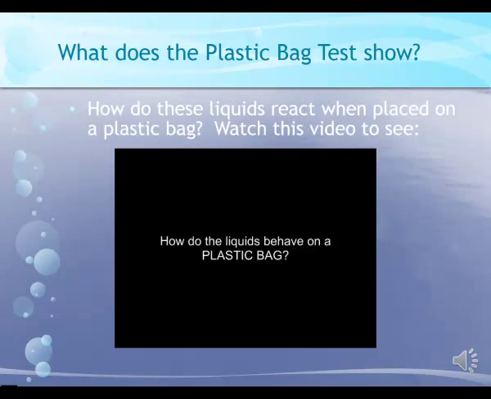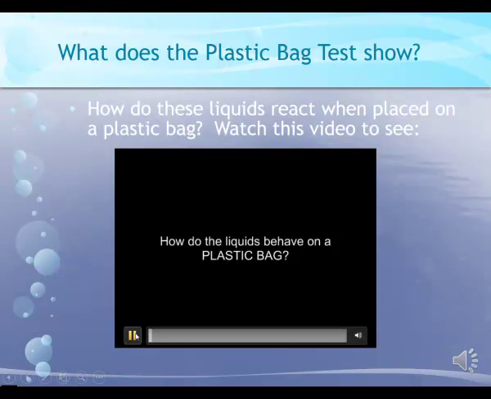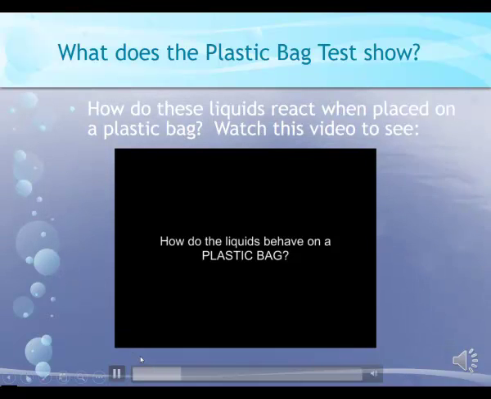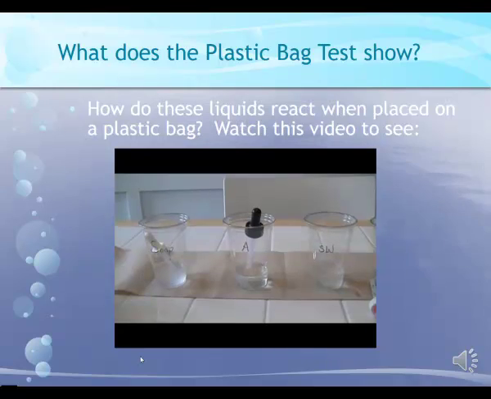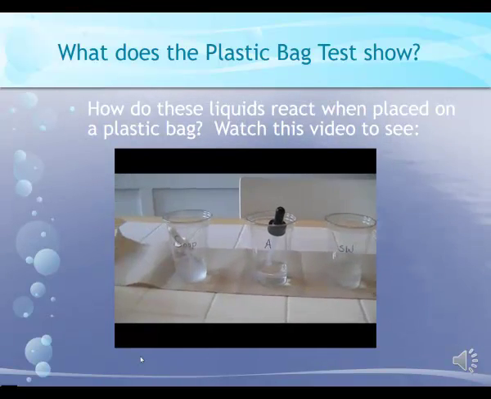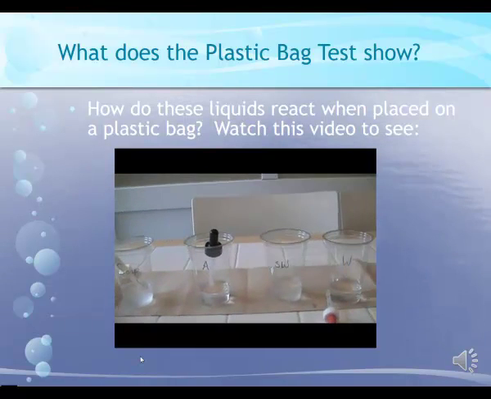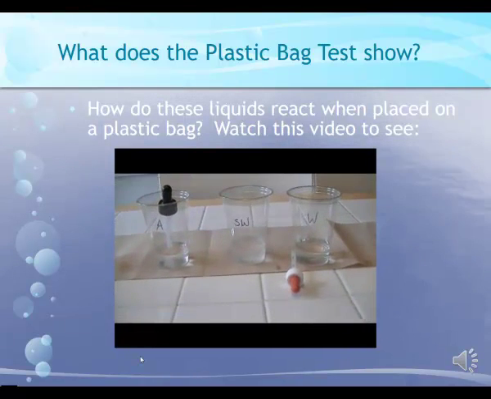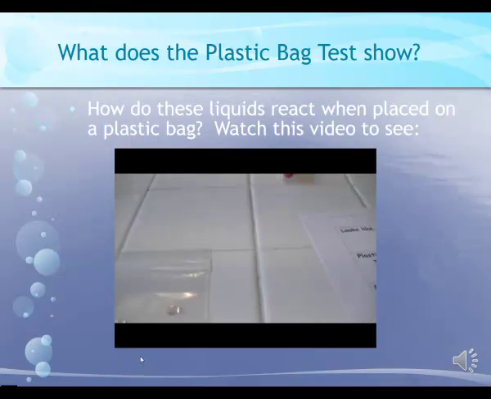We now can start with some of the tests. We're going to start with how these liquids react when placed on a plastic bag. So here we are. I've used my droppers for my water, salt water, alcohol, and soap, and I put 2 drops of each liquid onto my plastic bag. And here's what I found.